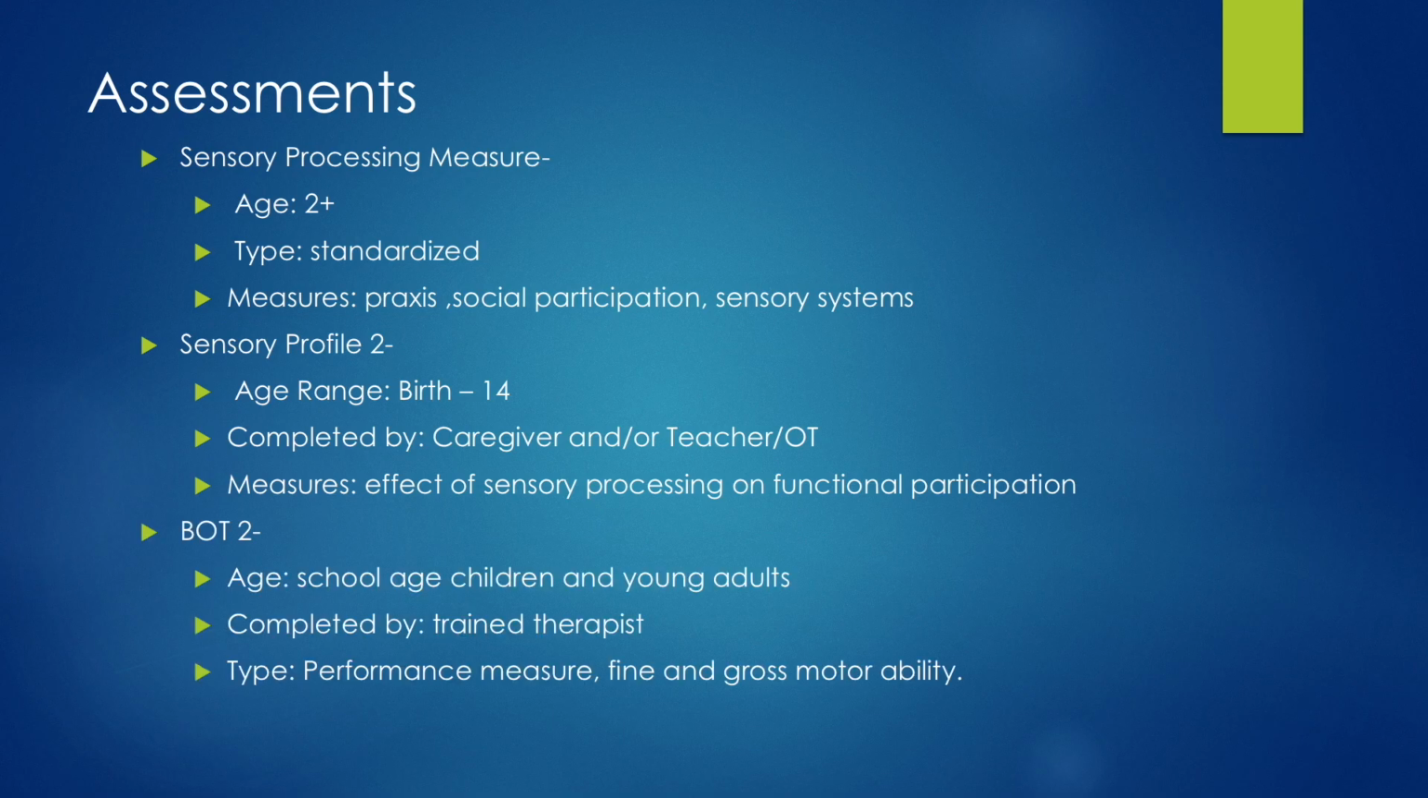The next assessment is the BOT-2. This assessment is appropriate for school-aged children as well as young adults, and is typically administered through paper and pencil, and is completed by a trained therapist. This assessment is a performance measure that looks at fine and gross motor ability.